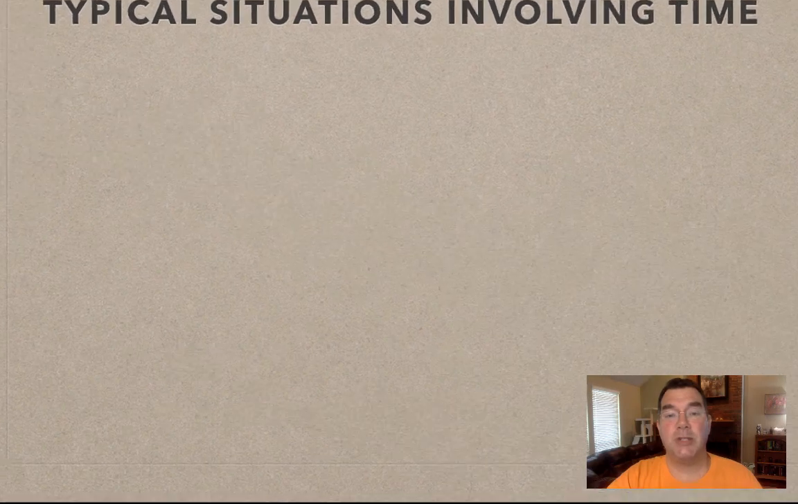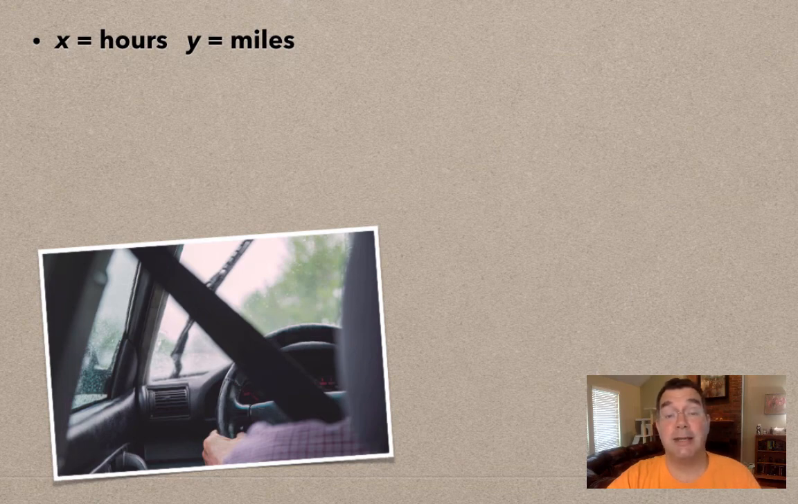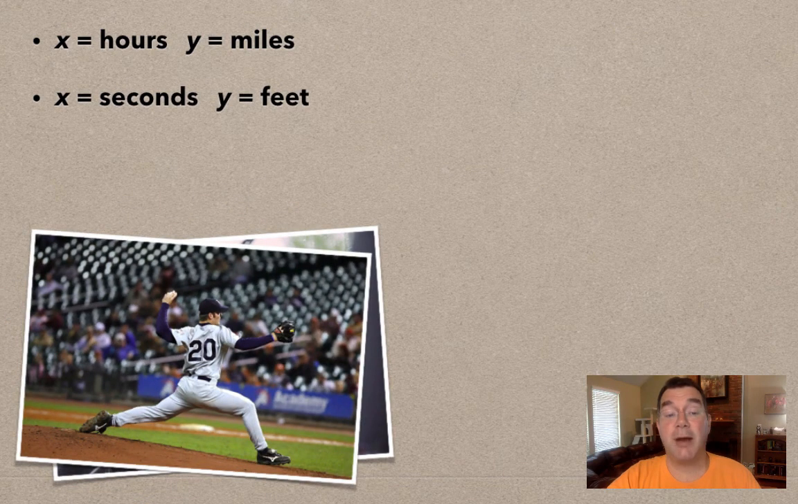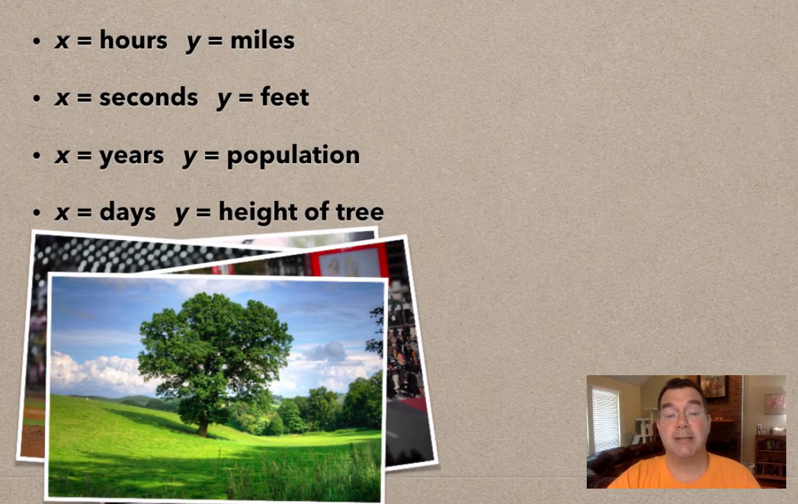There's a bunch of situations that involve time in the real world. You can talk about driving down the road, so that your independent variable would be hours and your dependent variable would be the number of miles that you travel in those hours. You could talk about a baseball player throwing a pitch, in which case the independent variable would be the seconds it took, and y would be the distance in feet. You could talk about a city and the population over a certain number of years, or the growth of a tree over a certain number of days. You could be measuring the height over a certain number of days.